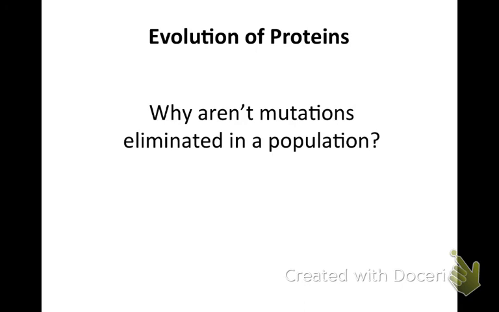So why are mutations eliminated in a population? Because, again, as I said, sometimes we call them silent. Sometimes they don't do anything bad. They just exist. They just continue to be because they didn't do anything bad. And sometimes they are beneficial, and if they are beneficial, then they may proliferate in the population, okay?